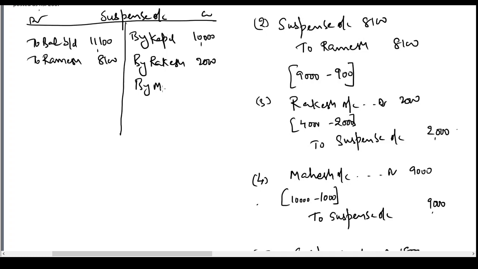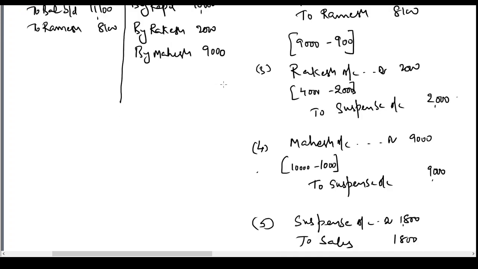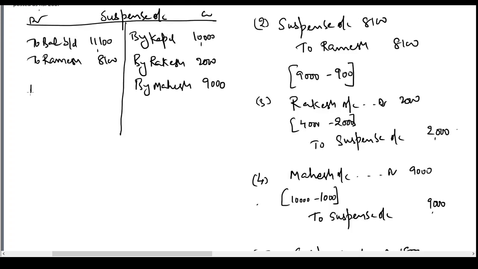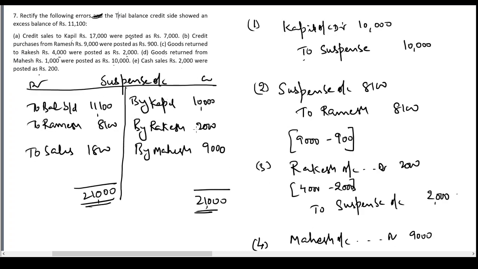By Mahesh 9,000, and then to sales 1,800. So the answer should be 10 plus 2, 12 plus 9, 21,000. Debit side also, 11,100 plus 8,100 is 19,200, plus 1,800 is 21,000. So with this, the suspense account will tally. So this is how we solve a problem on rectification of errors involving suspense account.